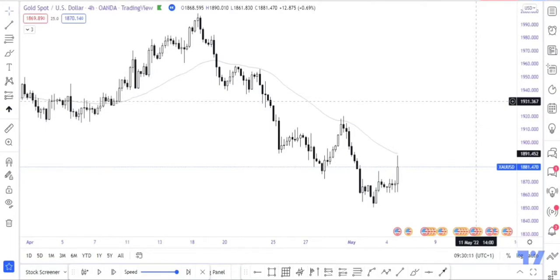In today's video, I'm going to show you guys my trade setup on gold and the trade progress. So without further ado, let's get straight into the video.